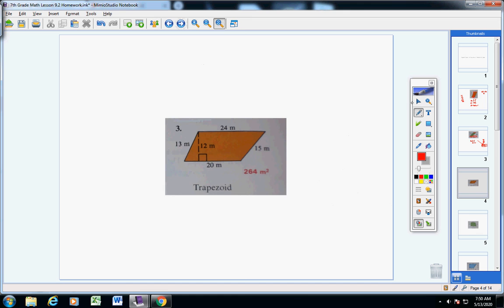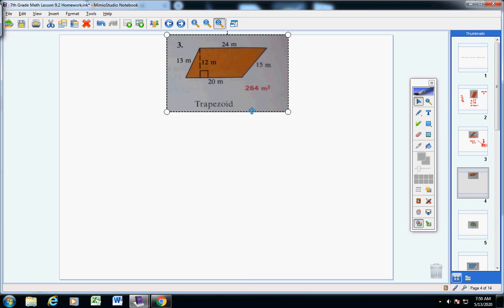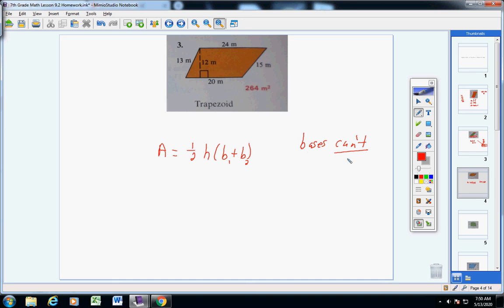Number 3. Now, guys, this is a trapezoid, okay? So how do you find the area of a trapezoid? Well, remember, it's 1/2 times the height times your two bases added together. And if you want to put the 1 and the 2, that's fine. That just means base number 1 and base number 2. Now, guys, remember, in trapezoids, your bases can't change. Your bases are always the parallel sides.